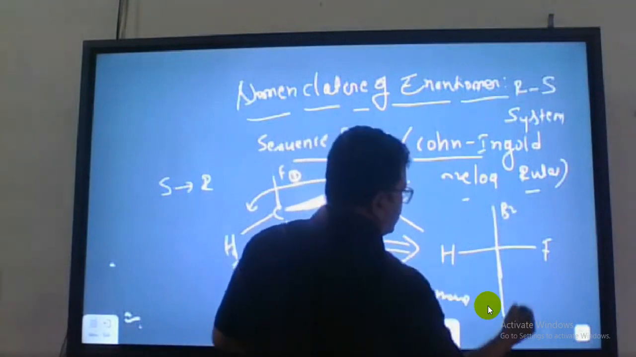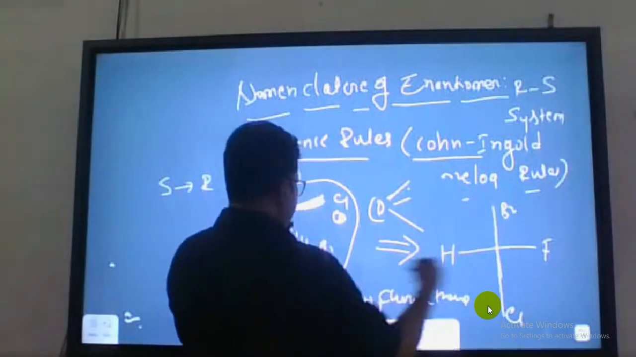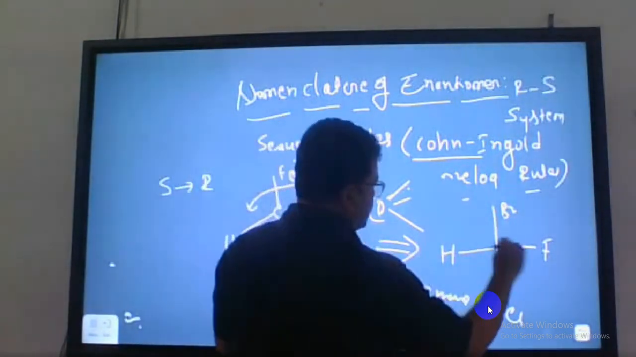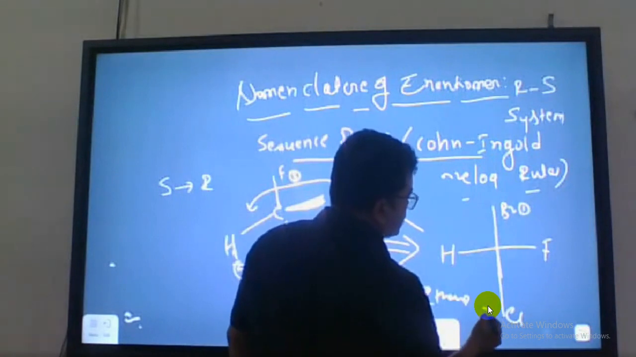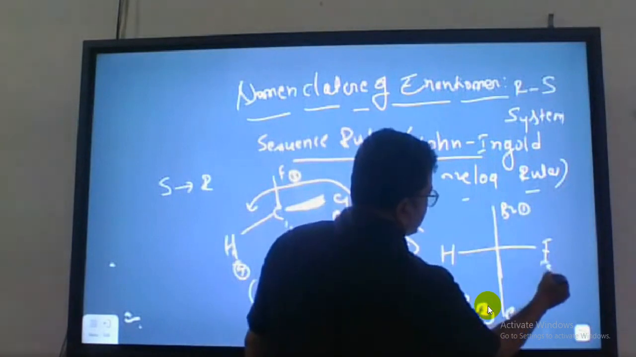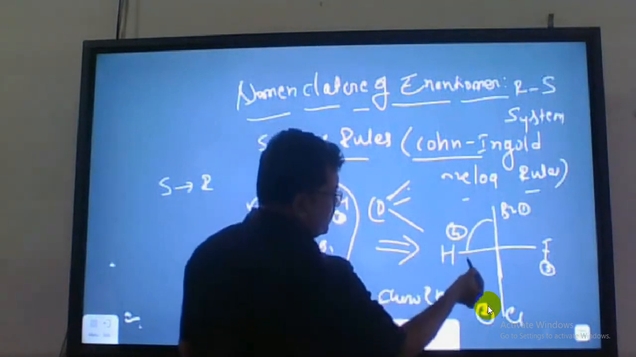This is bromine and this is fluorine. So fluorine, bromine, vertical line. So hydrogen and fluorine, horizontal line. You write this one as priority 1, this is priority 2, this is priority 3, and this is 4. We change this one.